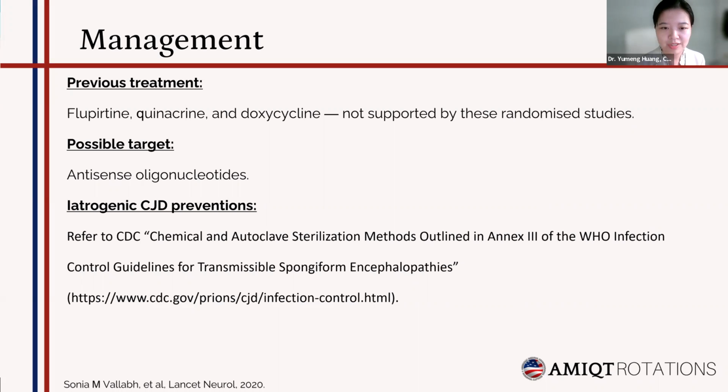For iatrogenic CJD prevention, which is a lesson we learned from the last century, around 500 patients got CJD from surgeries like corneal transplantation or dura mater transplantation, or even injection of growth hormones. So now on the CDC website, there's a guideline for us to prevent the iatrogenic transmission of CJD. If you have interest, go to this website.